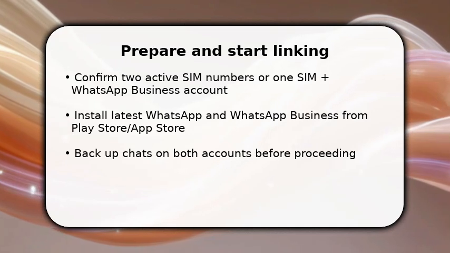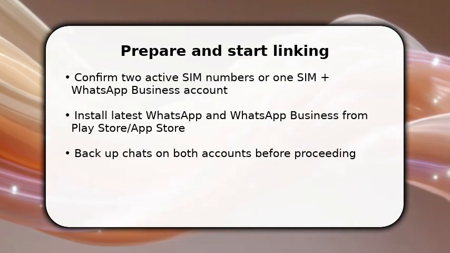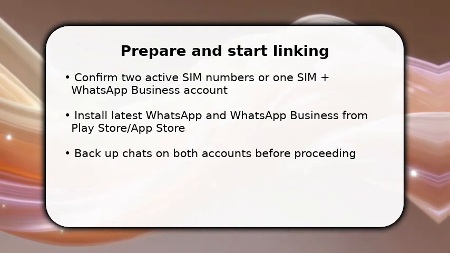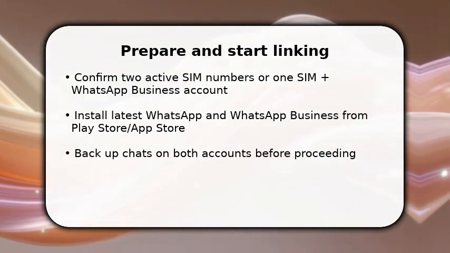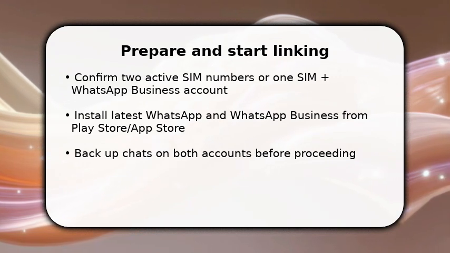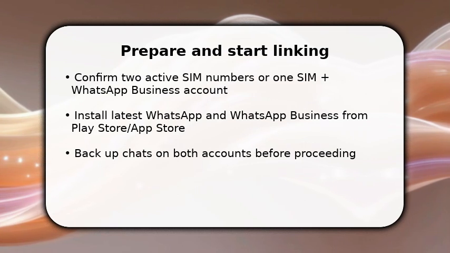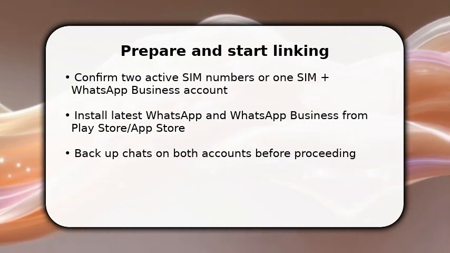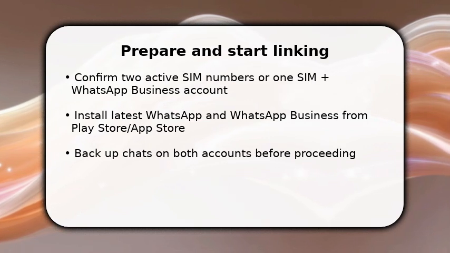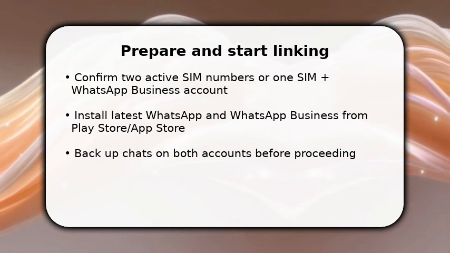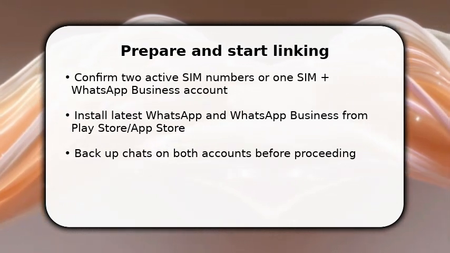Enjoy the video. You begin by confirming you have two active numbers, either two SIMs or one SIM plus a separate WhatsApp business account. Next, install both WhatsApp apps if needed. Make sure each app is updated. Once installed, backup chats on the account you'll change to avoid data loss. Now open the first app and follow the verification flow using the number assigned to that app so you're ready to switch into the next step.